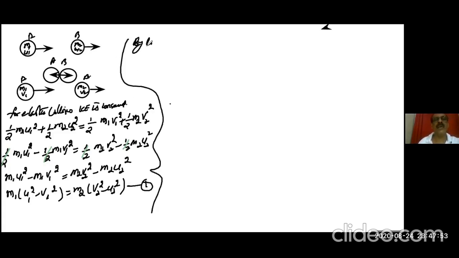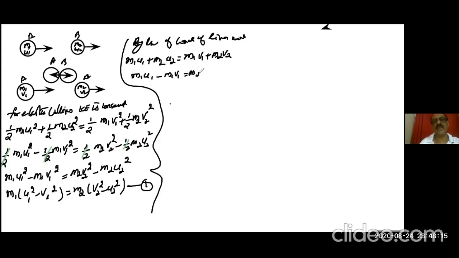By law of conservation of linear momentum, m1 u1 plus m2 u2 is equal to m1 v1 plus m2 v2. Then m1 u1 minus m1 v1 is equal to m2 v2 minus m2 u2. Now here m1 we can take outside: u1 minus v1 is equal to m2 into v2 minus u2. This is equation number 2, this is equation number 3.